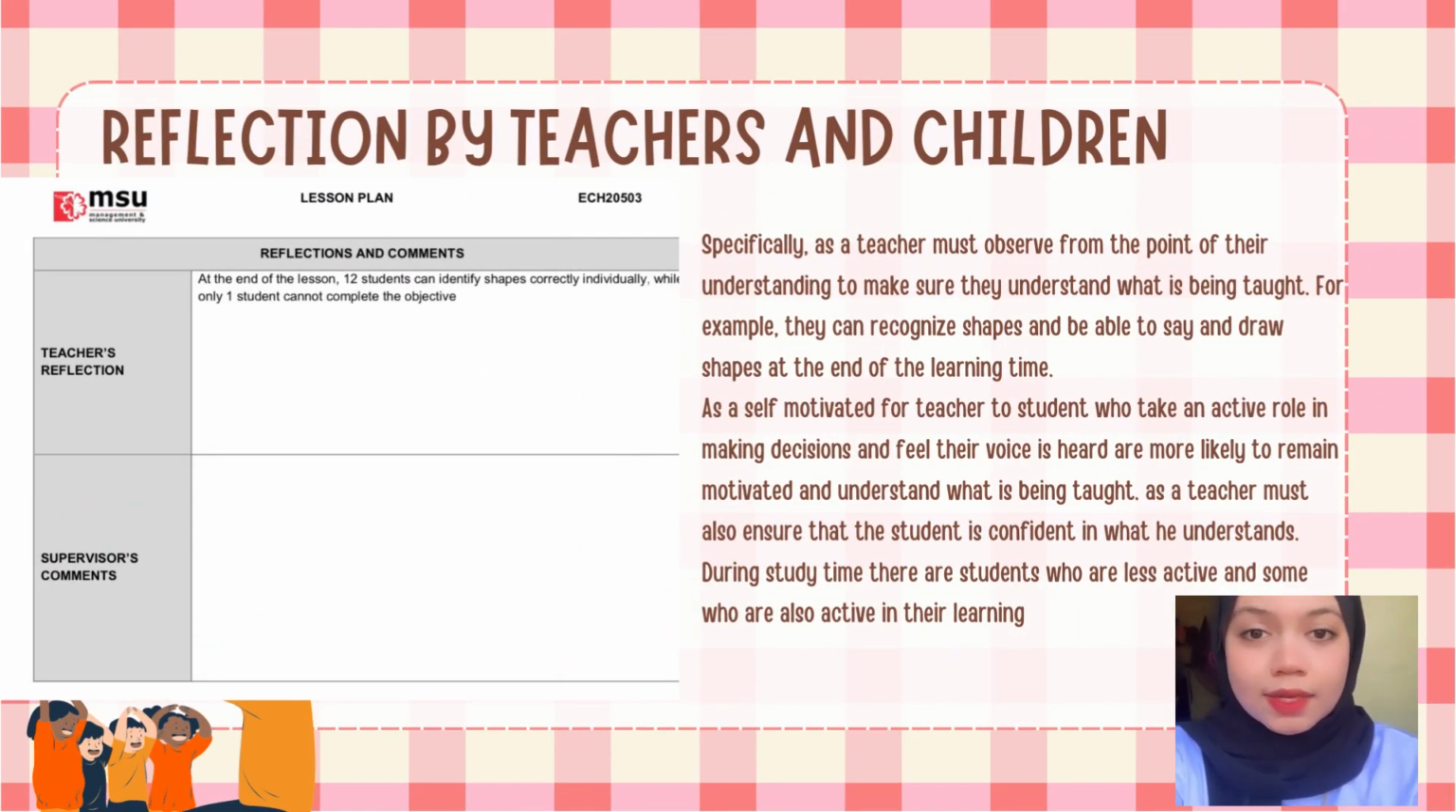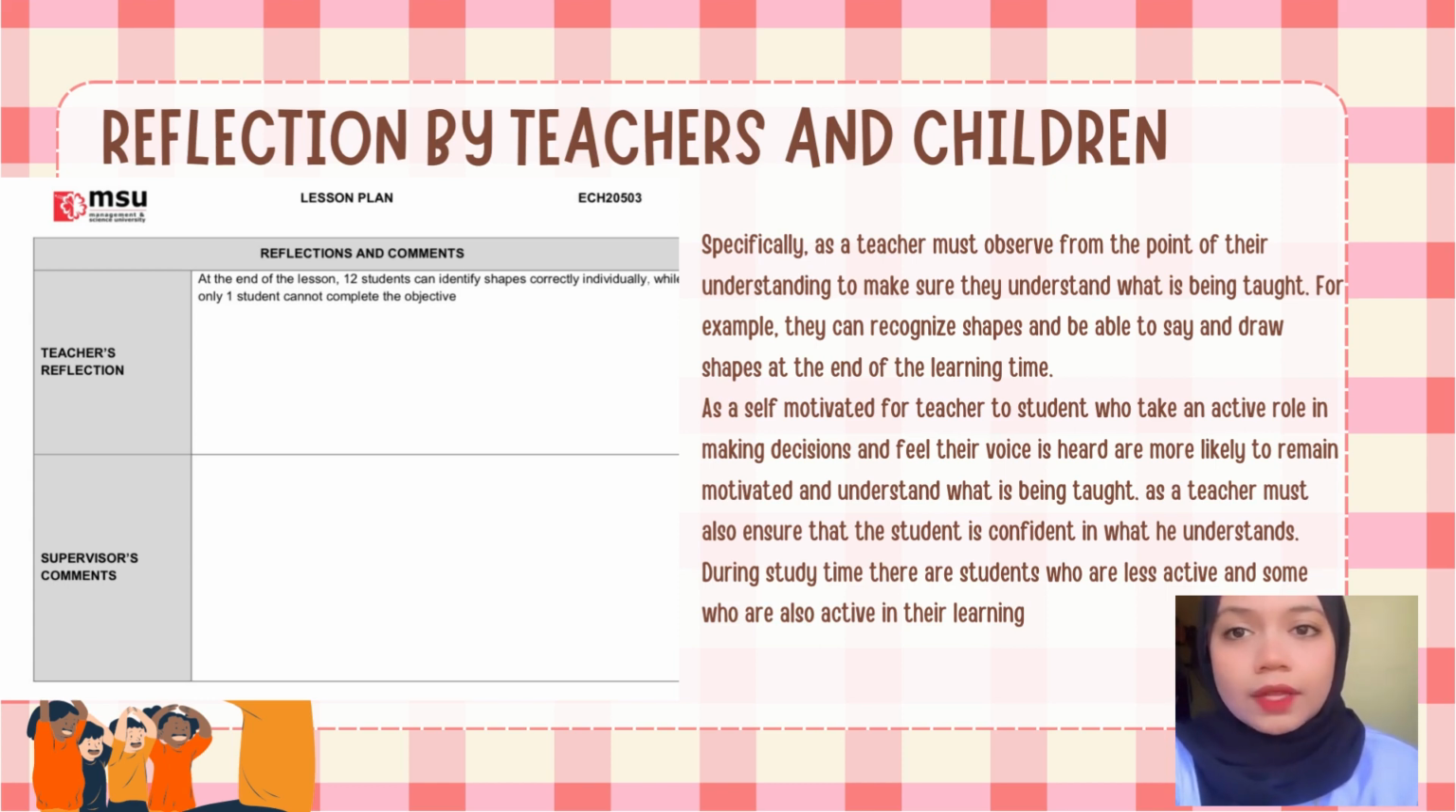Okay, so next is reflection for teachers and students. First of all, the teacher must observe their students about their own point about shapes to make them understand. For example, the teacher teaches them how to know types of shapes, such as rectangle, square, and circle.